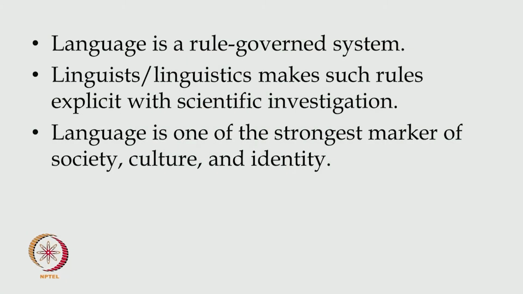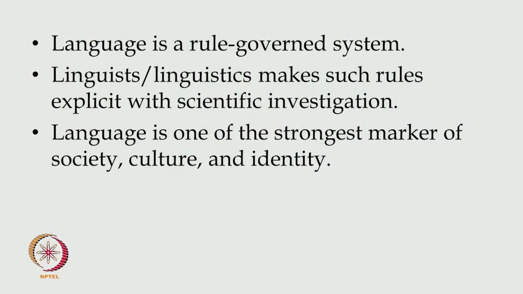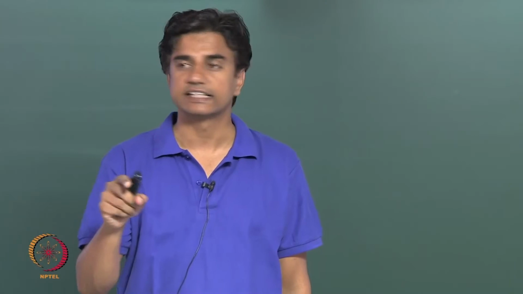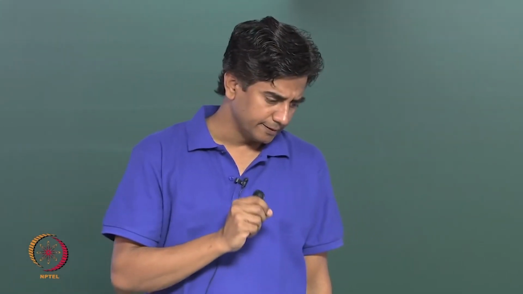And you know these things, we have just been talking about it, that it's a rule governed system and it's the strongest marker of society, culture and identity. A few words about culture. I'm not sure if we get to come back to this, or when we are looking at sentences, I'll refer back to it a couple of times.